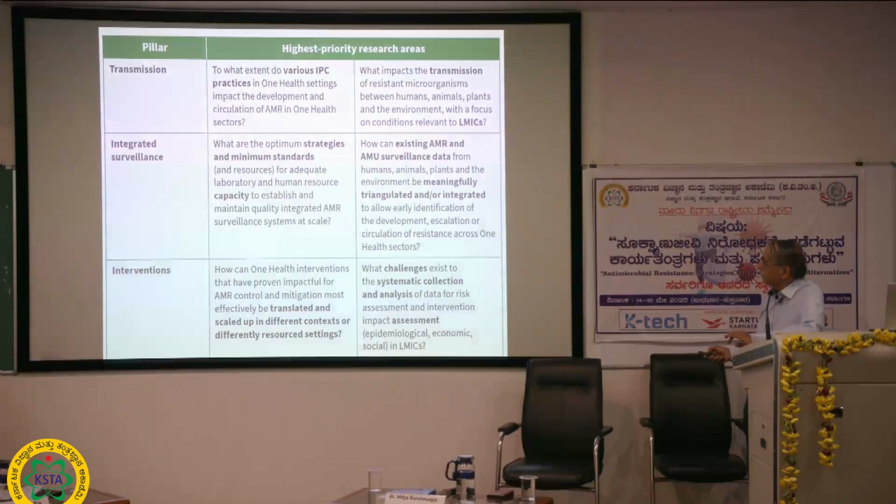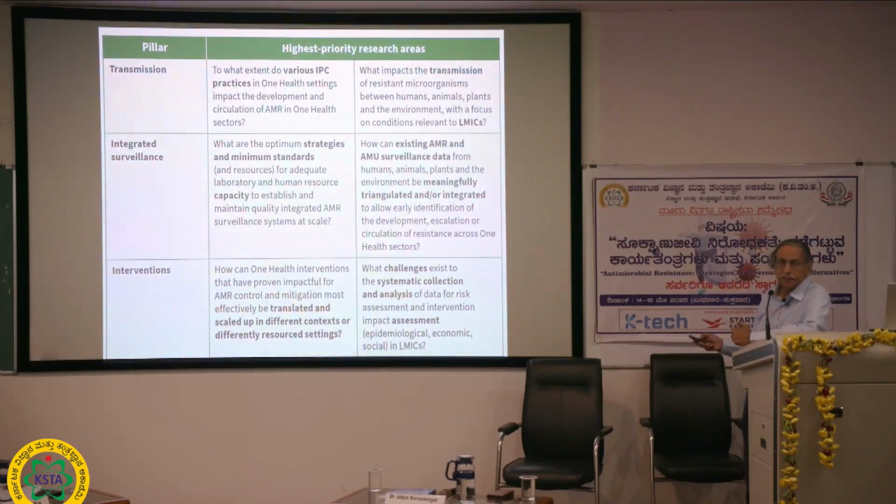So in terms of transmission, the pillar is transmission. Under transmission there are 2 high priority areas. One is to understand to what extent do various infection prevention control practices... Now we had talks on infection prevention control in hospitals, in veterinary practice, and this similar thing has to be practiced in aquaculture, agriculture. So to what extent do these practices in One Health settings impact the development and circulation of AMR? I think this was very well touched upon by Dr. Nagendra Hegde when he talked about the impact.